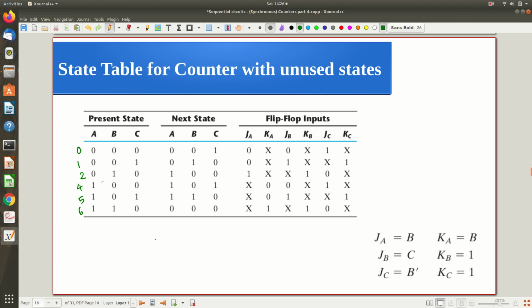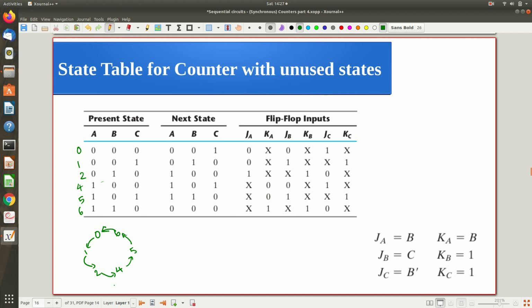If I am expressing it with a state diagram, I can see it starts with 0, then it goes to 1, then it goes to 2, then it goes to 4, not 3. So 3 is something unused or invalid. From 4 it goes to 5, then from 5 it goes to 6. Now again there is nothing like a 7, it goes back to 0, like that it will go.